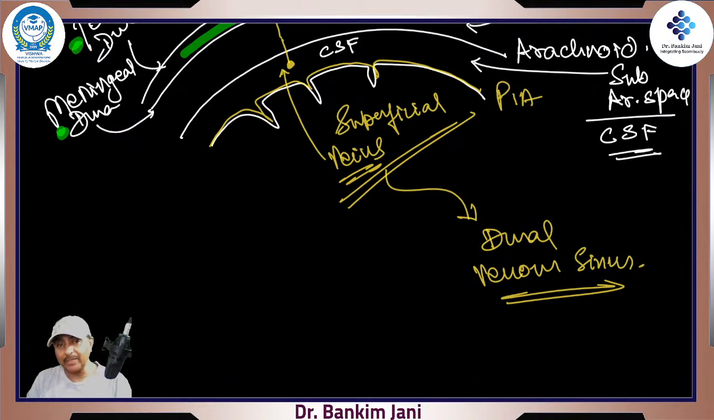No, arachnoid granulations are different, right? Because arachnoid granulations are for CSF drainage, right? Here we are talking about the blood, not the CSF.